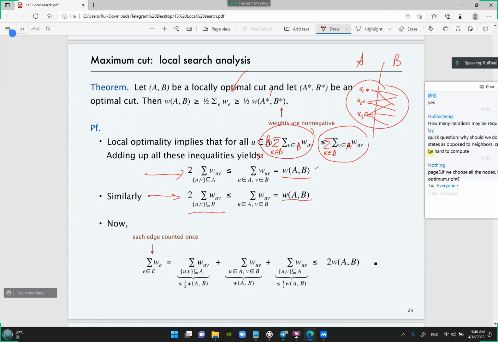Okay, so therefore we have both of these expressions. And now all we need to do is look at what happens if you add up all of the edge weights. If you add up all the edge weights, then you can break the edges into 3 types.